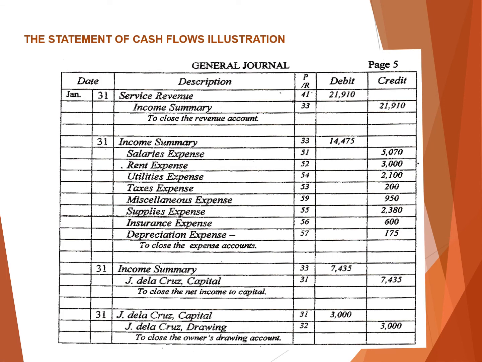Here is an example or illustration of, this is wrong. Okay? Mali yan. Burahin natin yan. That's not a cash flow illustration. That is an illustration of the closing entries. Look here. As you can see, the first entry is the closing of the revenue account. So, anong nakalagay? Debit yung revenue, credit yung income summary. The second entry is the closing of the expense accounts. So, naka-debit yung income summary, naka-credit lahat ng expense kasi nga ipo-close na natin.